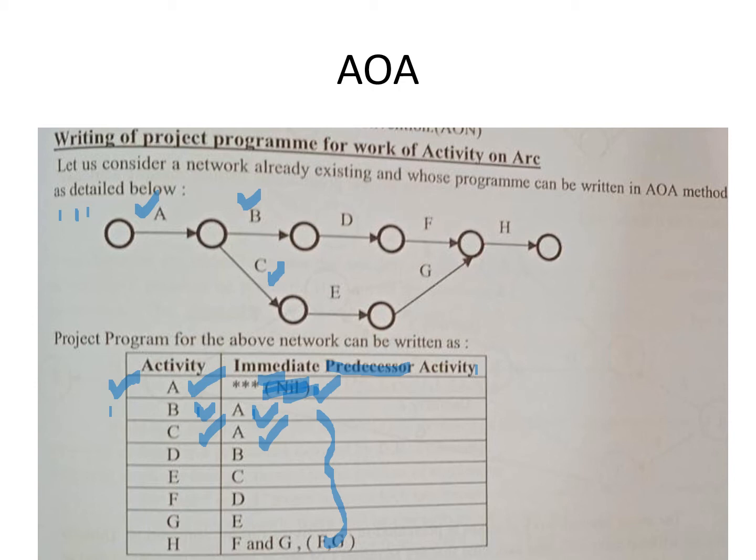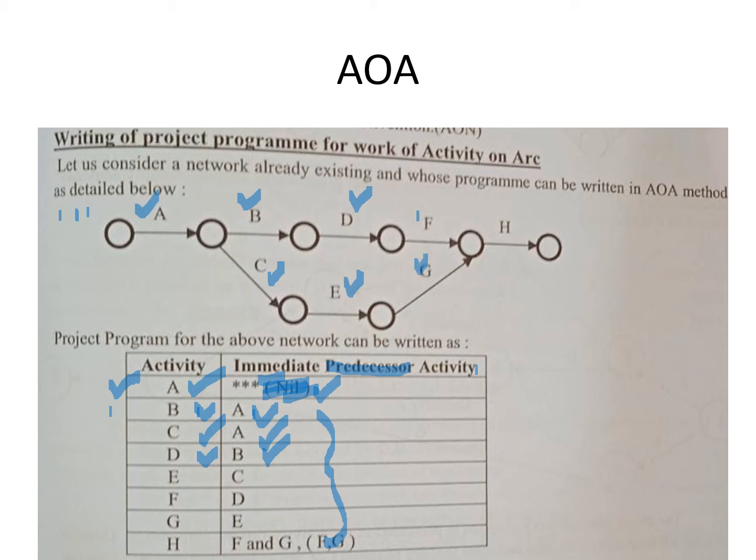And then after B, what happens is D. Now for D to happen, B must have happened earlier. So the immediate predecessor of D is B. Similarly, for activity E to happen, activity C should have happened. So C is the predecessor of E, and for activity G to happen, activity E should have happened.